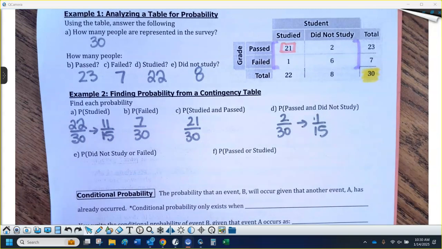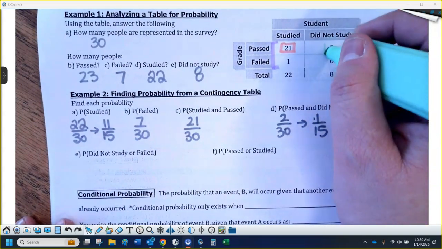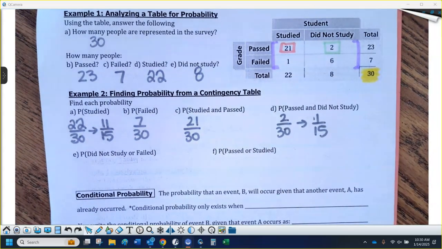But again, you're looking at the overlap: they passed, but they did not study. So it would be just those two people who fall into both of those categories on that table, out of the total 30. Okay, now this one's a little different because this is an or statement.